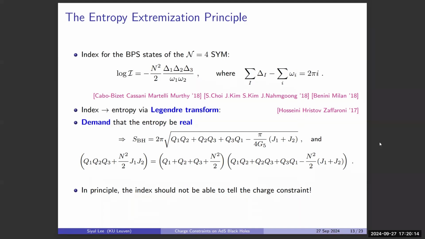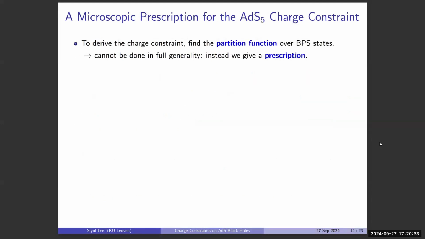So what can we do with this? Maybe we can compute the partition function, but the partition function is not coupling independent, and computing the strongly coupled partition function in strongly coupled N=4 Yang-Mills theory will not be viable. But from the hint from the AdS3 side, we can look at the representation of the dual field theory. So now I will give you a prescription to derive this AdS5 charge constraint.